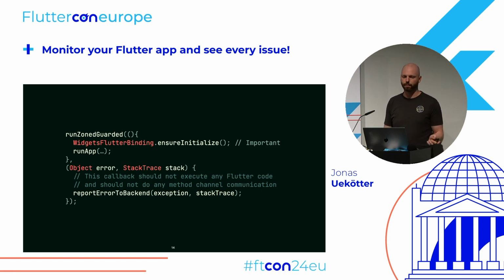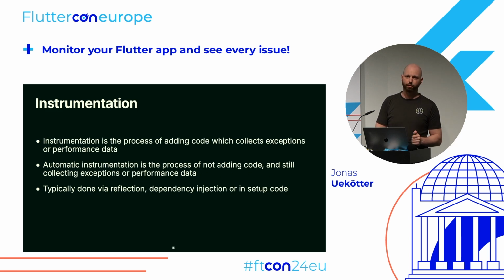And what you've seen here in the last 3 slides is called instrumentation. Instrumentation is the process of adding code which collects exceptions and performance data. What we've done is manual instrumentation, and in contrast to that, automatic instrumentation is the process of automatically adding, subscribing to those issues. And that's typically done via reflection in other frameworks and languages, because in Dart we don't have that. Instead, we mostly rely on dependency injection or do it in setup code.